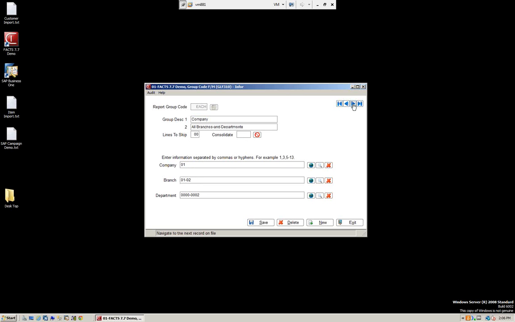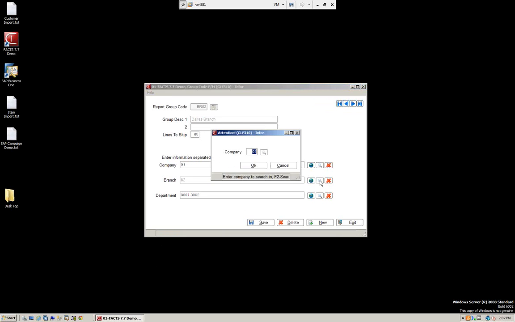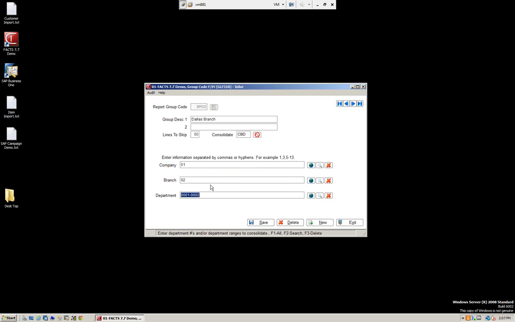And if we go here to this one, again, we don't have the consolidate turned on here. We can see here that we're consolidating here. Okay, we're also consolidating on these two, but we're just using the branches. So we can set this up. Here we can choose, again, our company, and we can choose our branch, and so on. So we can set this up for our reports.